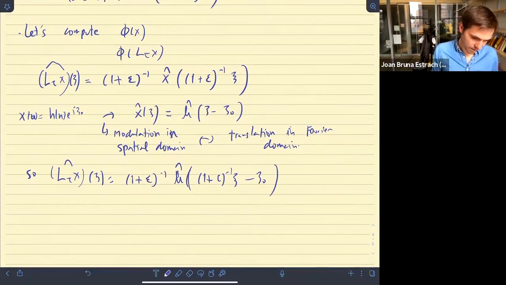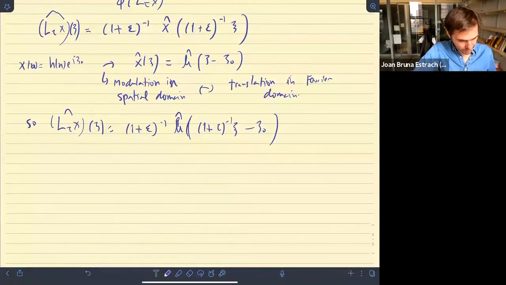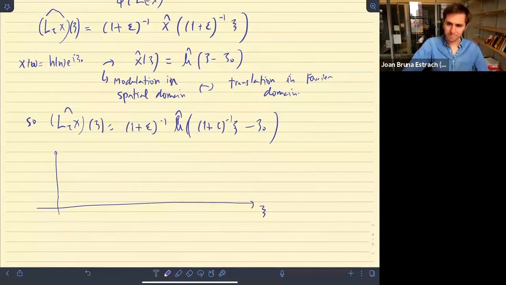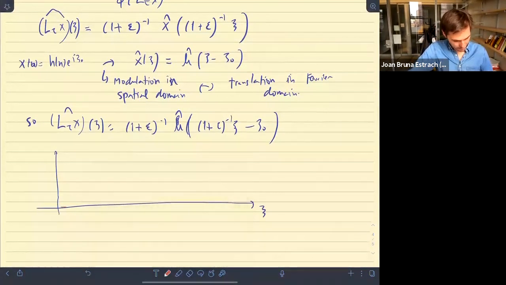Okay, and so now we can plot, we can try to see what we get. So let's try to plot the two signals of interest in the Fourier domain, right? So now we are going to look at the Fourier domain. So here's our initial window, so that's the Fourier transform of x.